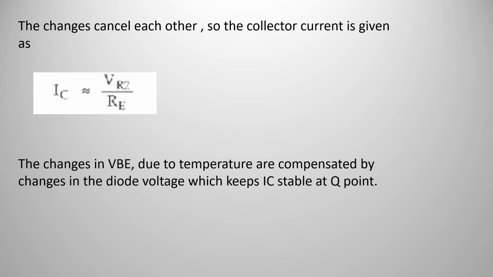So now we have once again proved that the changes in the base emitter voltage due to the temperature variations are compensated by the changes in diode voltage. That is, irrespective of the change in the base emitter voltage, the collector current remains the same, and hence subsequently the Q point also remains the same. And that was the intention, which is now fulfilled.